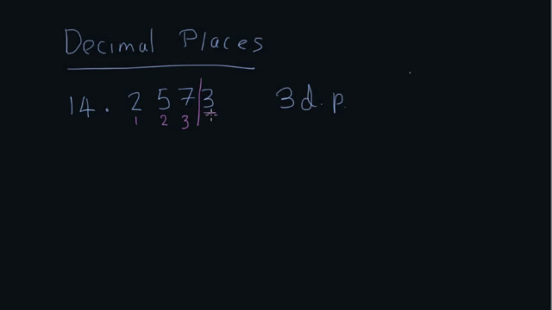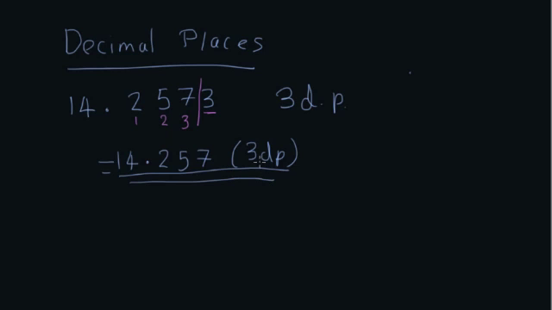So we're going to cut off here, and we know that if it's under 5 you would round down, if it was 5 or over you would round up. So that's 3, so it stays 7. Then write open brackets 3 dp so that people know that your answer is up to 3 decimal places.